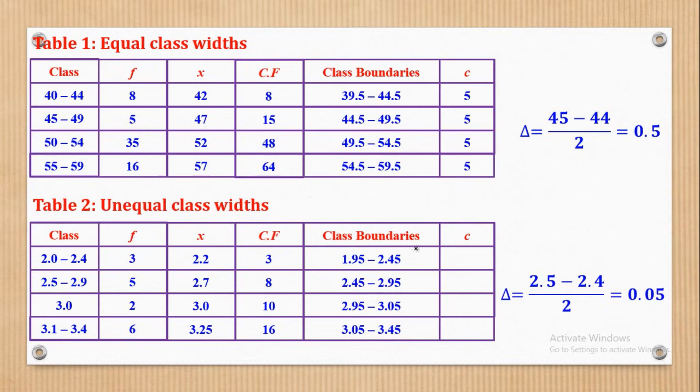Then class width, now this minus this gives you that, this minus this gives you this, this minus this gives you that, this minus this gives you that. I think you realize that now the class widths are not equal, so that's where the word unequal class widths come from.